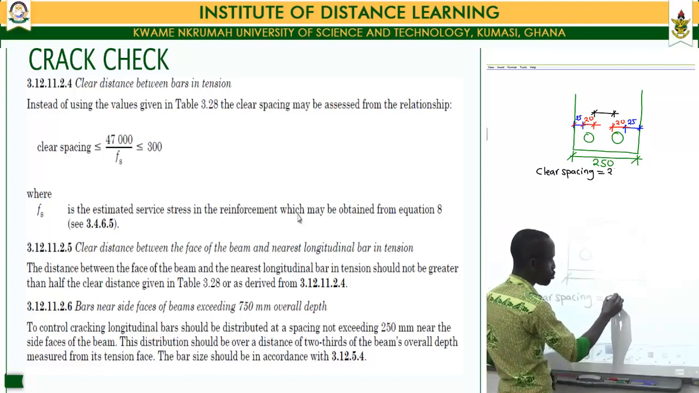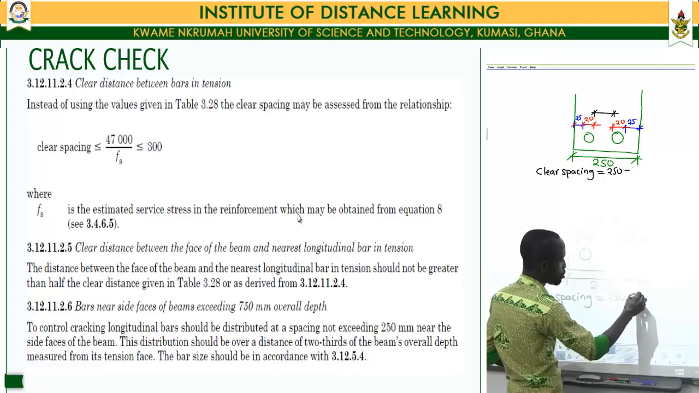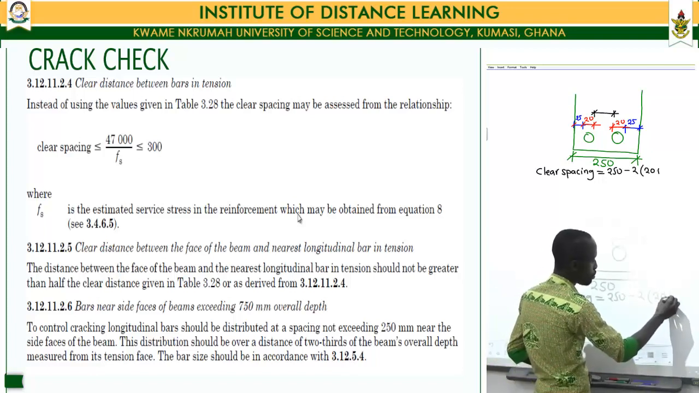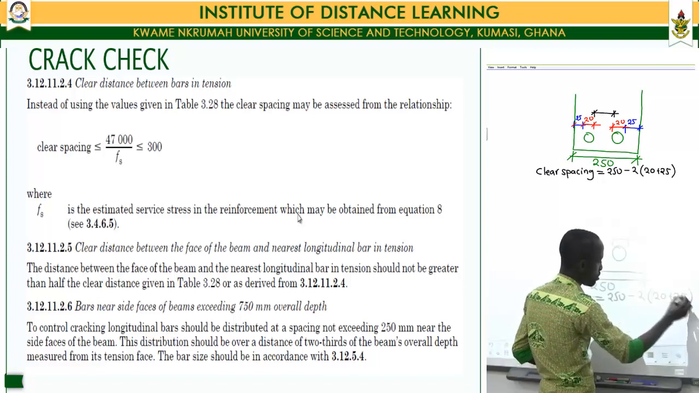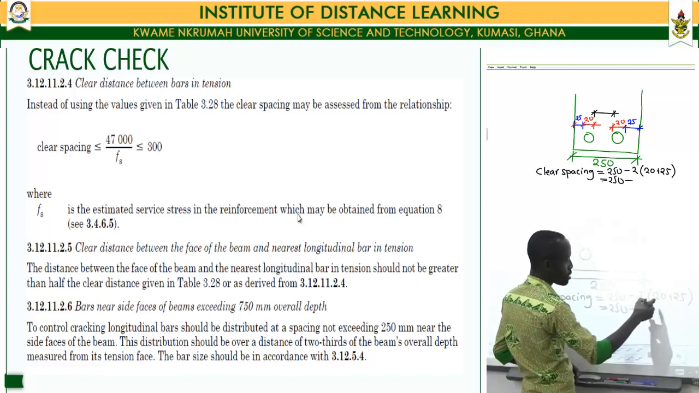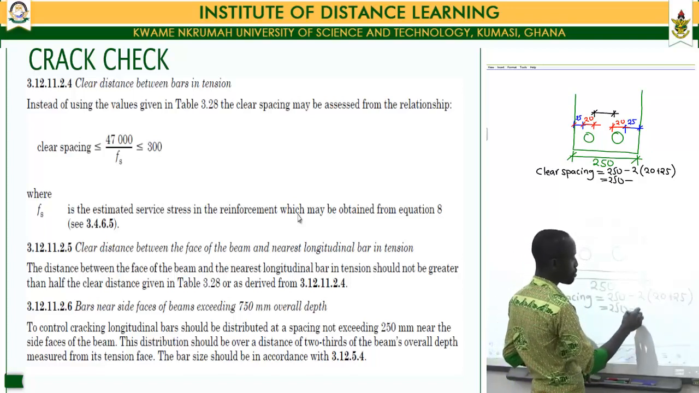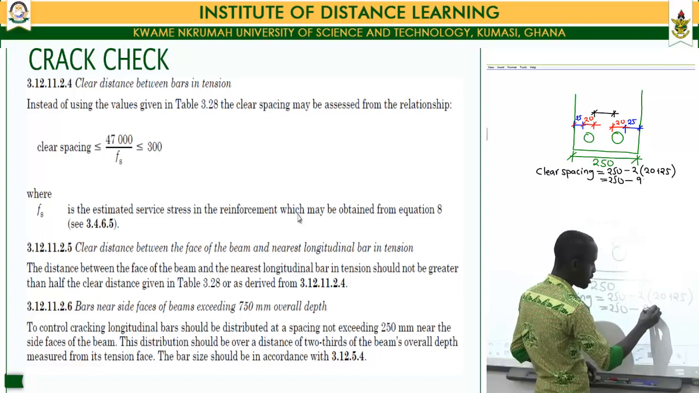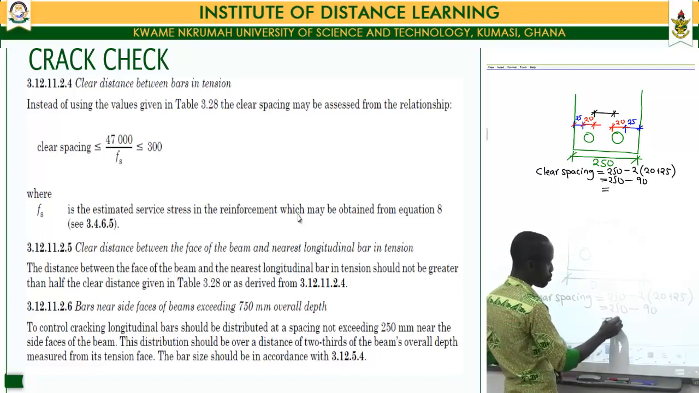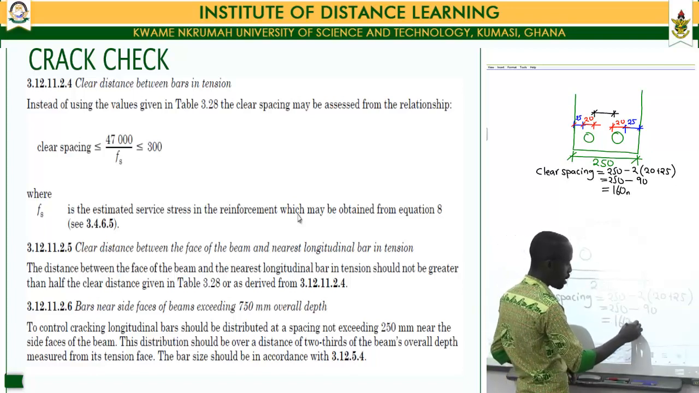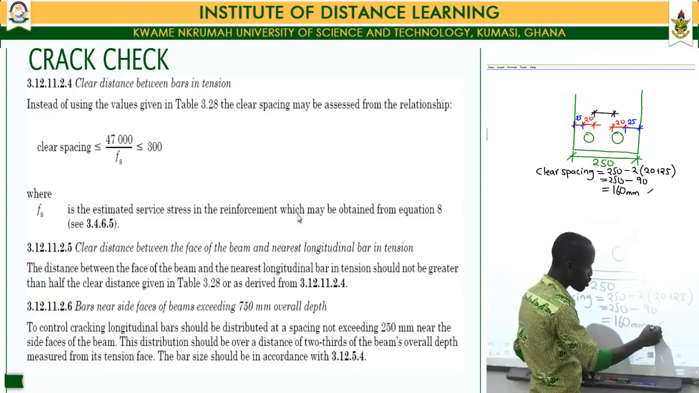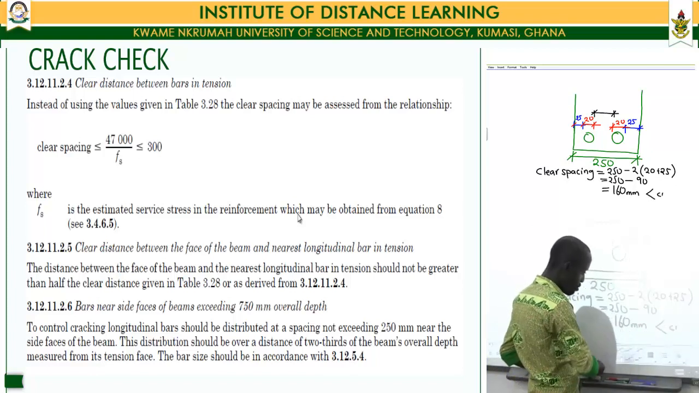becomes 250 minus twice of 20 plus 25. This gives us 250 minus, 20 plus 25 will give us 45, multiplied by 2 is a 90. So 250 minus 90 would give us 160 mm. And per the provisions in the code, that value should be less than 300.